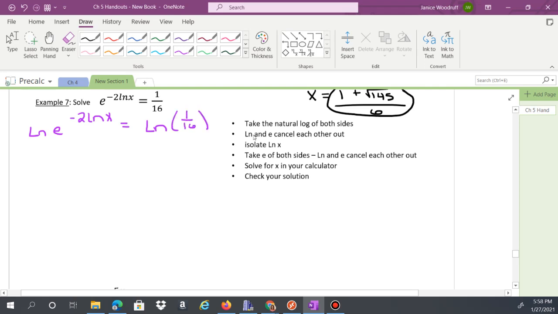Okay, now e and ln, when they're right next to each other like this, are going to cancel each other out. So these guys are gone. So the exponent comes down. All right, now you want to isolate natural log x, because that x is attached to this natural log. You can't divide by negative 2 ln, because there's nothing after the ln. So I'm going to divide by negative 2.